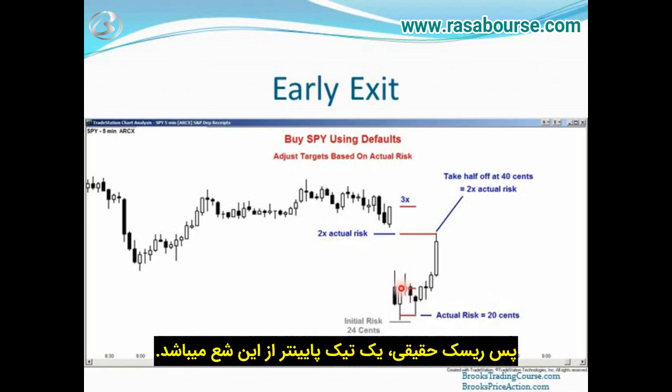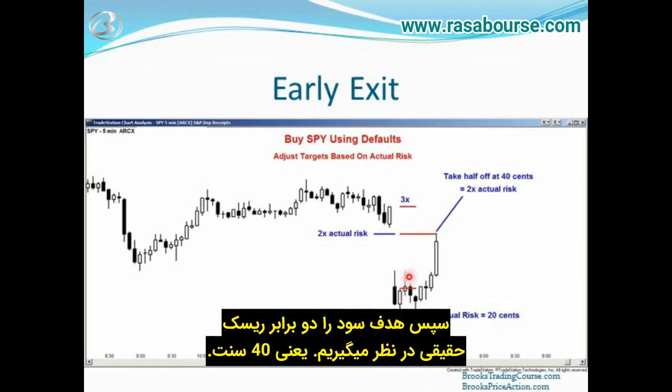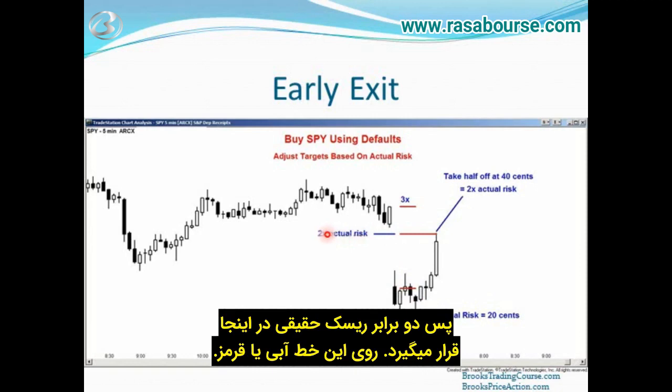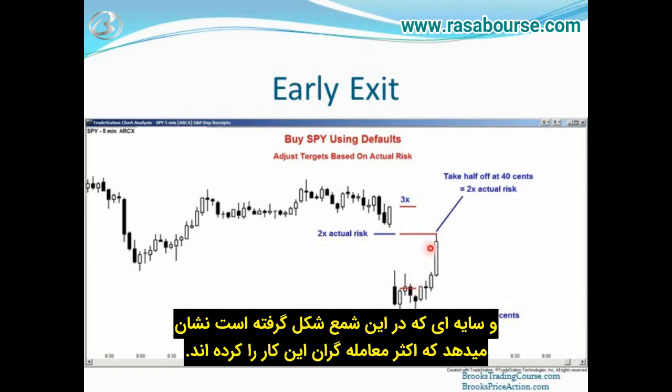And that is 20 cents below your entry price, which is above the high of this bar. So your actual risk is one tick below the low of that bar, and that price, that red line, is 20 cents below your entry price. So your actual risk is 20 cents. You'd quickly figure out where 2 times your actual risk is, 40 cents. So 2 times your actual risk is this blue line, and the market went 1 tick above it. So you would have exited half of your position, 200 shares, at 2 times your actual risk of 40 cents. And you can see that tail there indicates that a lot of traders did the same thing.